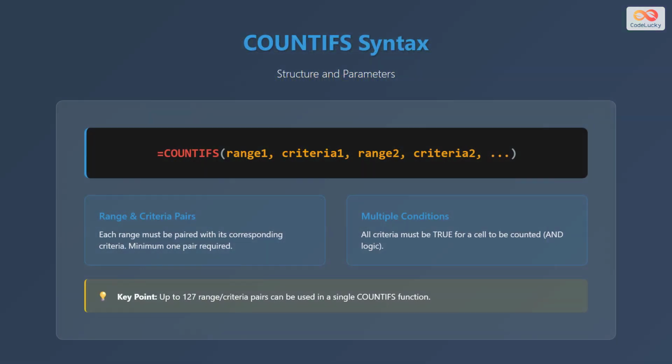Here is the structure of the COUNTIFS function. The syntax is COUNTIFS(range1, criteria1, range2, criteria2, and so on). Each range must be paired with its corresponding criteria. A minimum of one pair is required. All criteria must be true for a cell to be counted, implementing an AND logic. Remember, you can use up to 127 range or criteria pairs in a single COUNTIFS function.